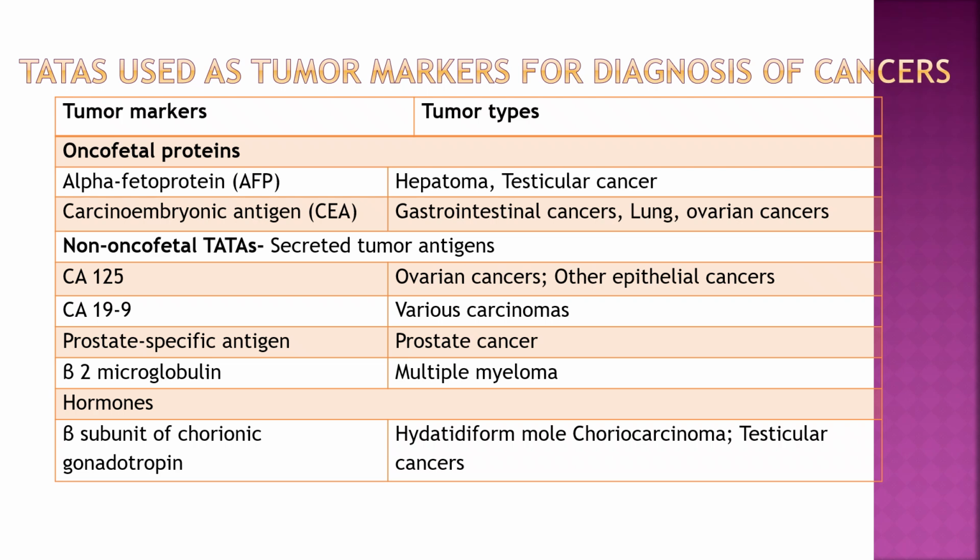Oncofetal proteins: alpha-fetoprotein, tumor type hepatoma and testicular cancer. CEA, carcinoembryonic antigen: gastrointestinal cancer, lung and ovarian cancer. Non-oncofetal secreted tumor antigens: CA125, ovarian cancer and other epithelial cancer; CA199, various carcinomas; prostate specific antigen, prostate cancer; beta-2 microglobulin, multiple myeloma. Hormones: beta subunit of chorionic gonadotropin, hydatidiform mole, choriocarcinoma, testicular cancer.